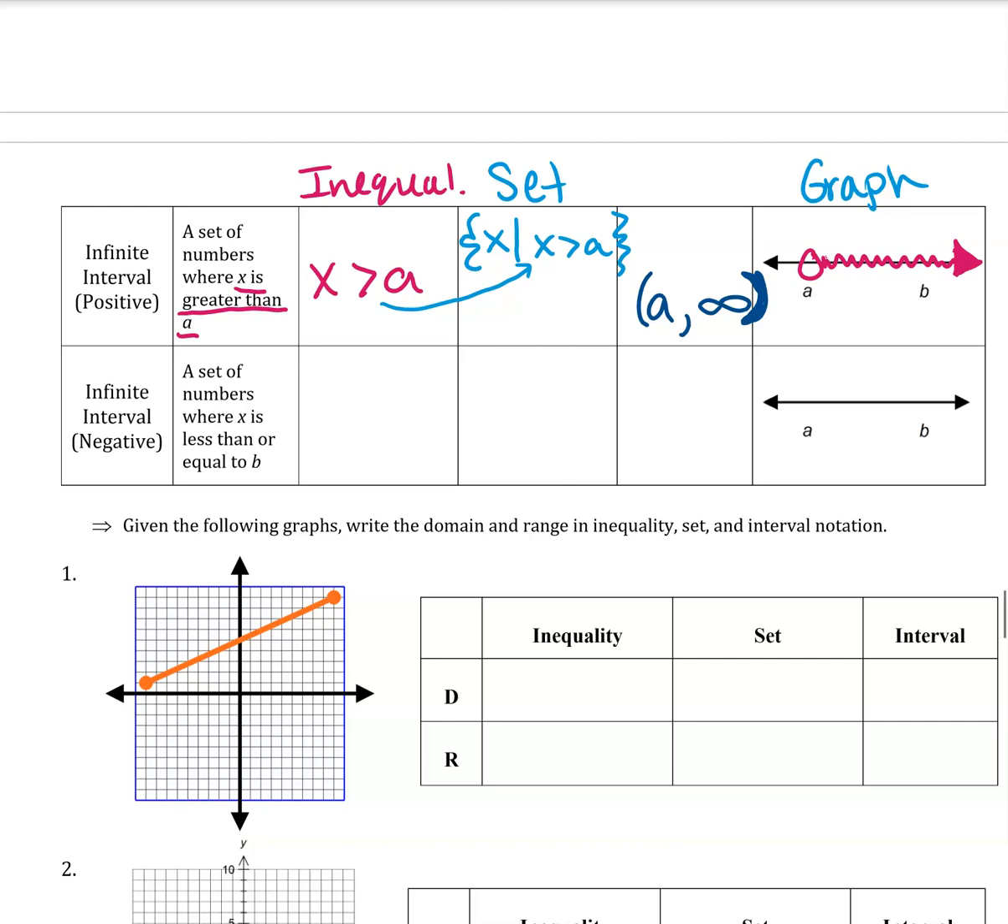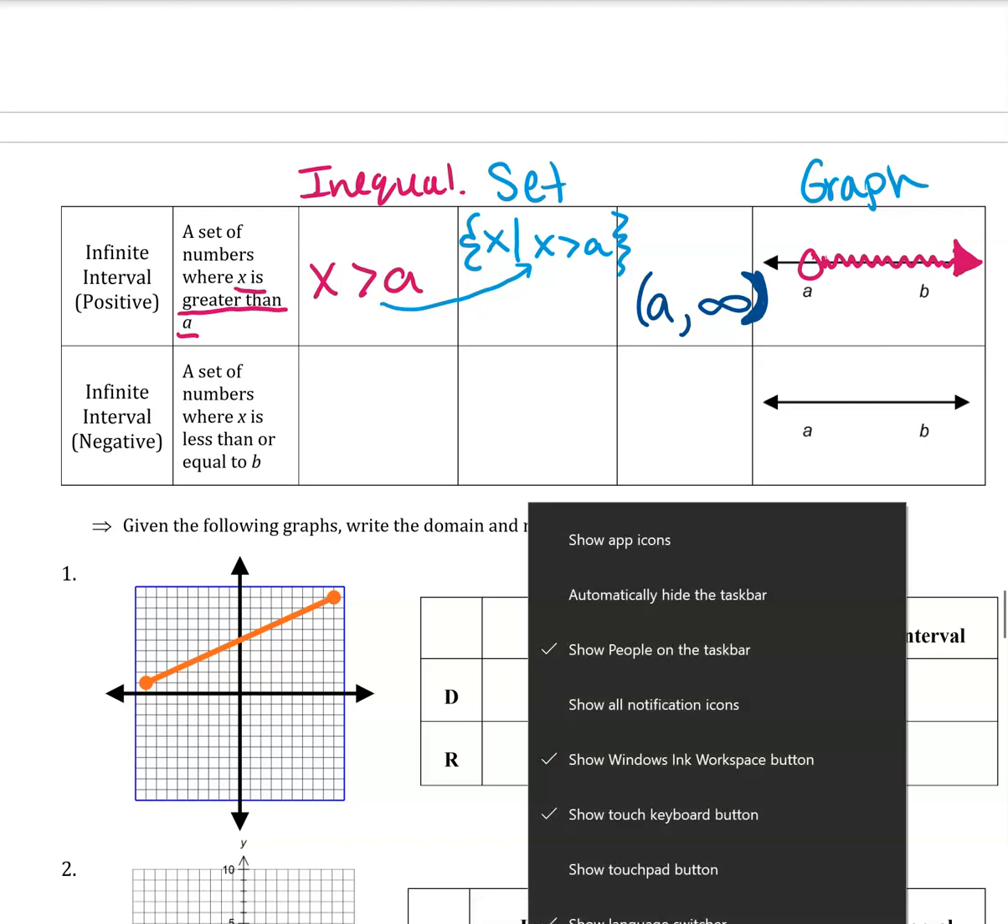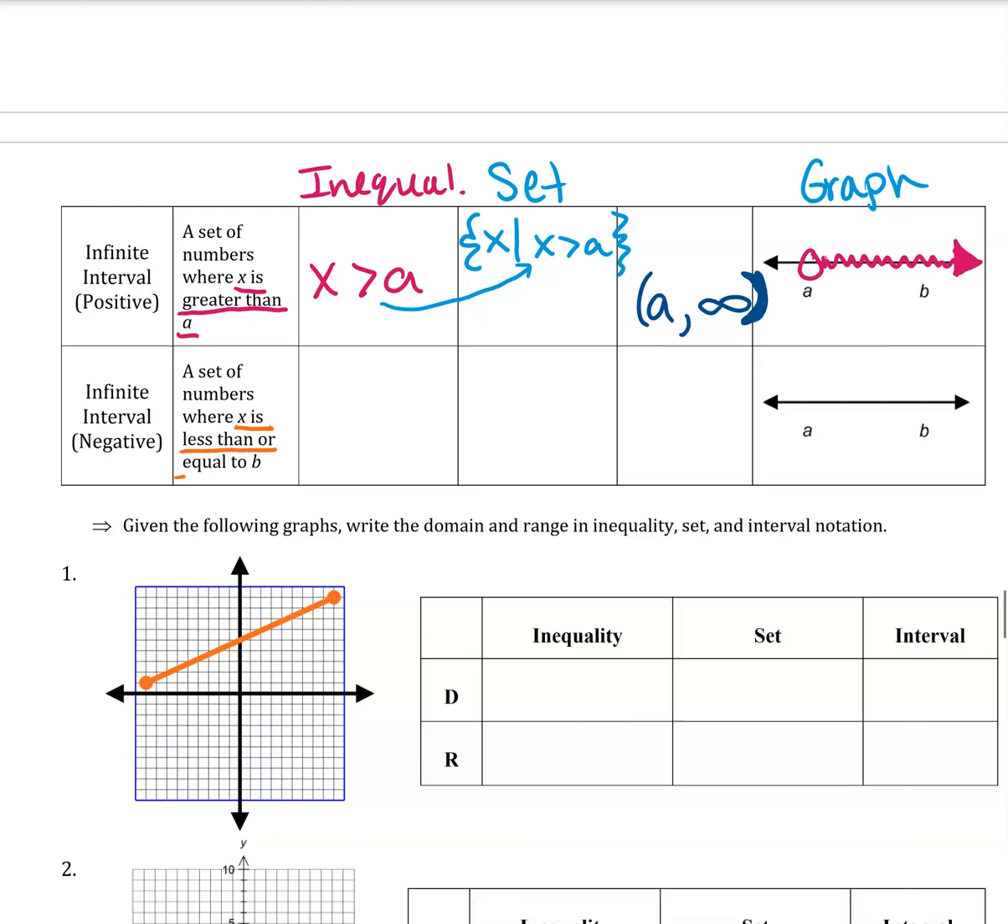And then the last one is going to be a negative interval, so we're pretty much going to do the opposite of everything we did up here. But let's read the words first. A set of numbers where x is less than or equal to b. Okay, so x less than or equal to b, like that. So that means on b, I'm going to put a closed circle because it said "or equal to." And the inequality sign is pointing to the left. That's where the smaller numbers are, so I'm going to draw my line over there. And my arrow to say, okay, everything's getting smaller and smaller and smaller.